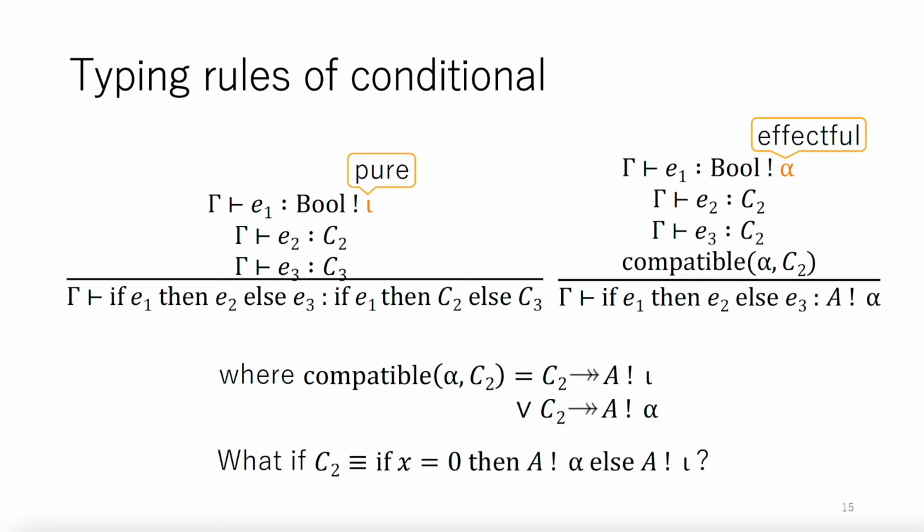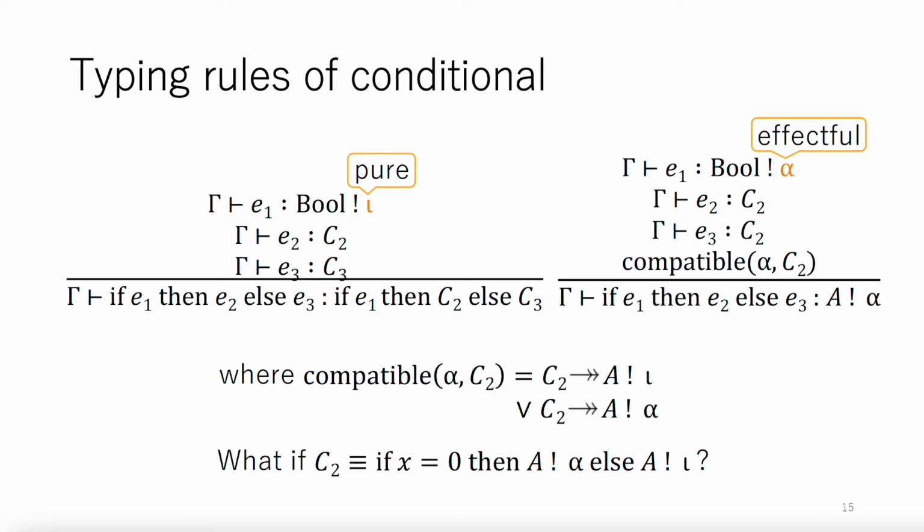However, this normalization is not always possible. For instance, if C2 is a conditional type whose test term has a free variable, the type does not normalize to the required form. We could simply reject the term in such cases, but that would be too restrictive. Indeed, the example of C2 here is acceptable. Although we don't know if the effect is iota or alpha, we know that it must be either of these. So it seems that we need to do some careful analysis in the compatibility checking. That's the challenge with typing.